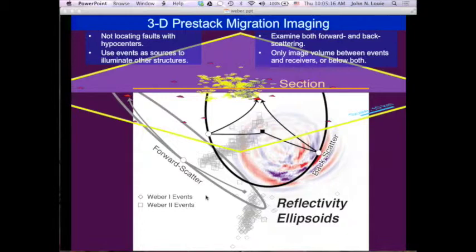Now let's say we pick a deeper event, maybe from the Weber 1 sequence, down below the slab interface, which is at 20 kilometers depth in here. And so here's a Weber 1 event, and we take it way out to this station here. Well, not that far out.